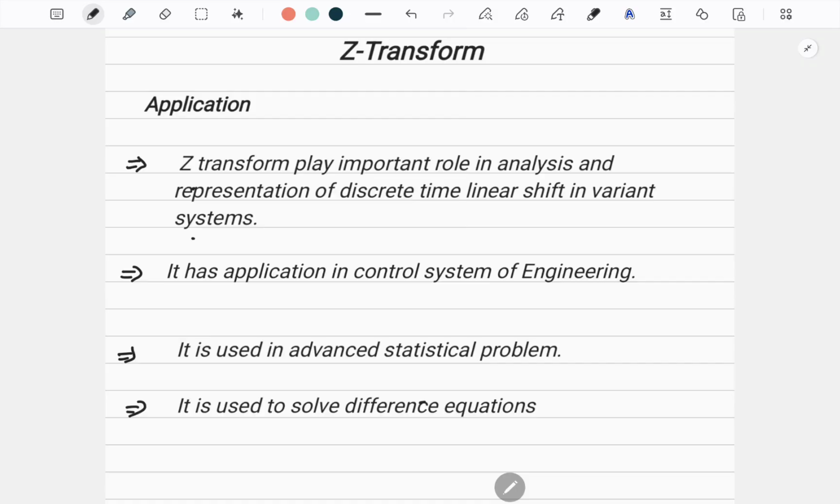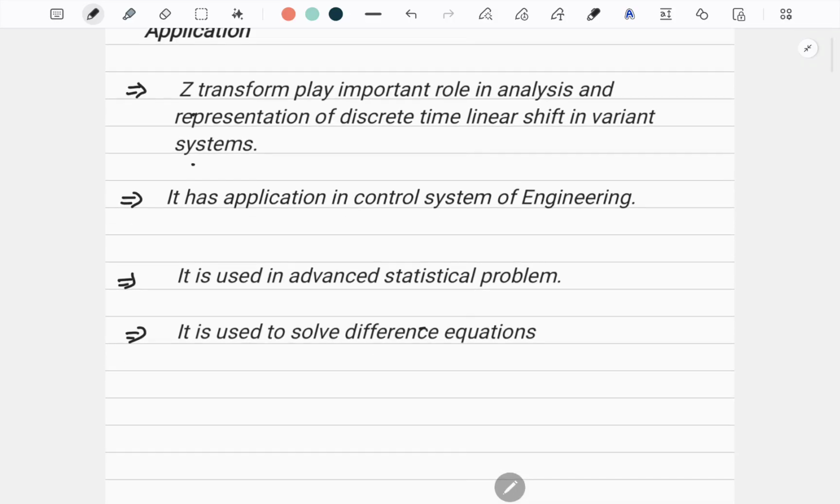It has an application in control system engineering and it is also used in advanced statistical problems. Basically, the very important use which you will be doing is the solution of difference equations. See students, you learned Laplace transform. When you learned Laplace transform, you said it is applied to solve differential equations. Now we are learning Z transform, which is used to solve difference equations.